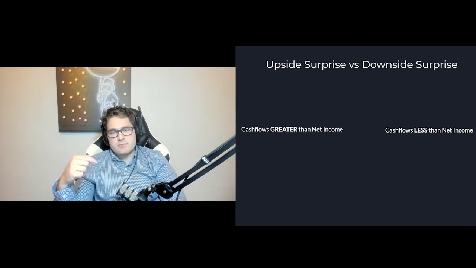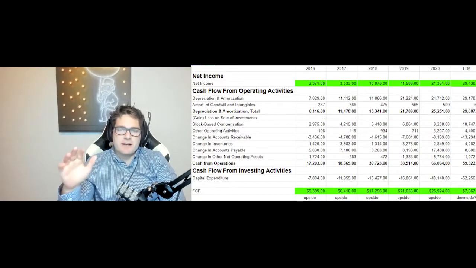And a downside surprise is simply defined as when cash flows are less than net income. So we can kind of say a general rule of thumb is that an upside surprise is a good thing or can be a good thing, and a downside surprise can be a sign of a bad thing. So you don't really want to see a downside surprise. So I'll put up an example right here on the screen of Amazon's statement of cash flows, and we can kind of get an idea of what an upside surprise looks like.